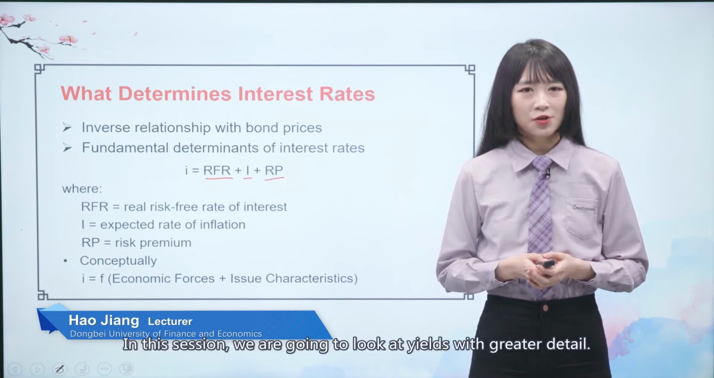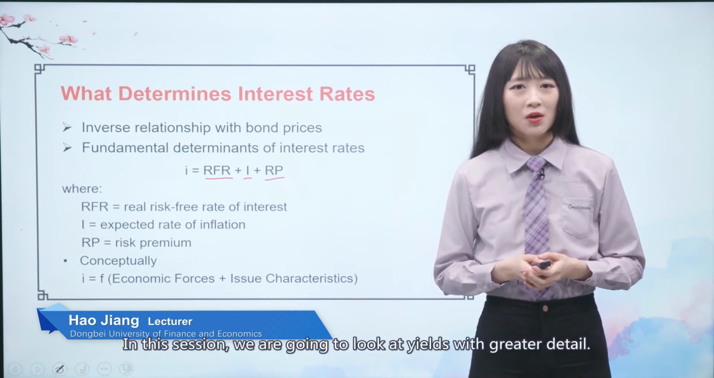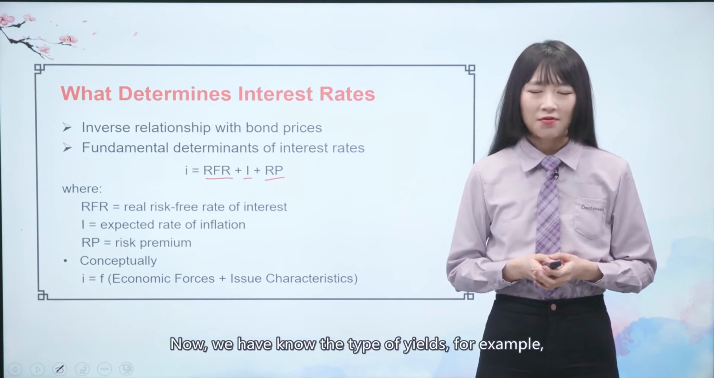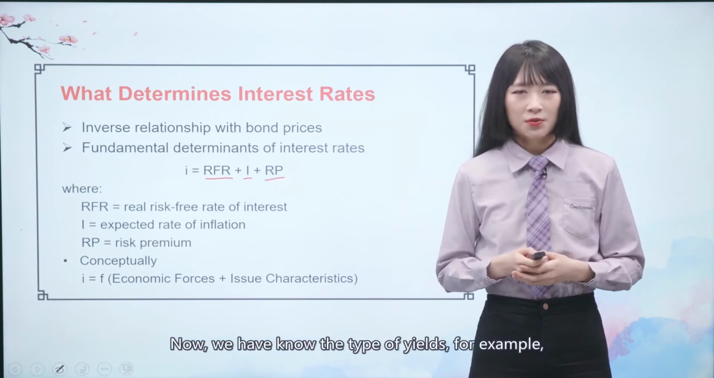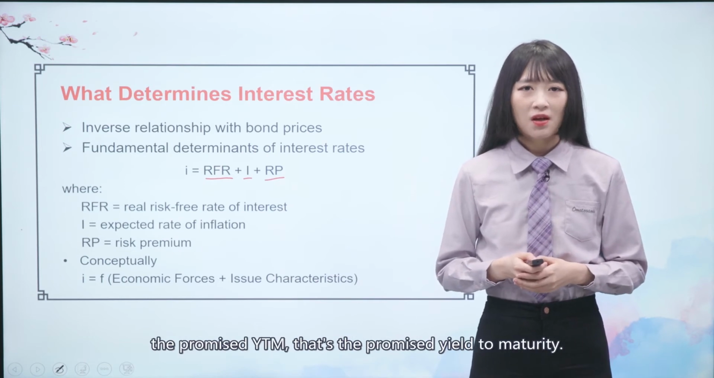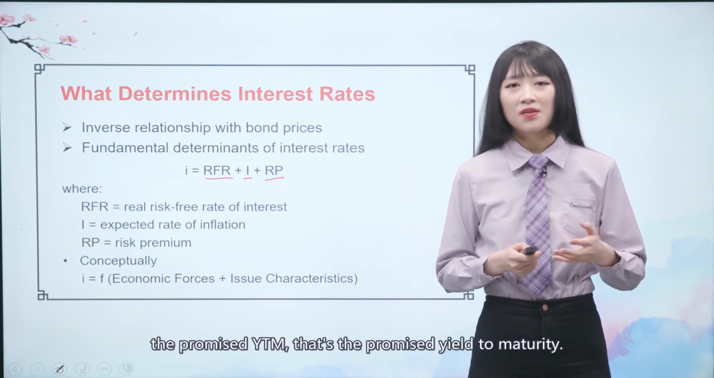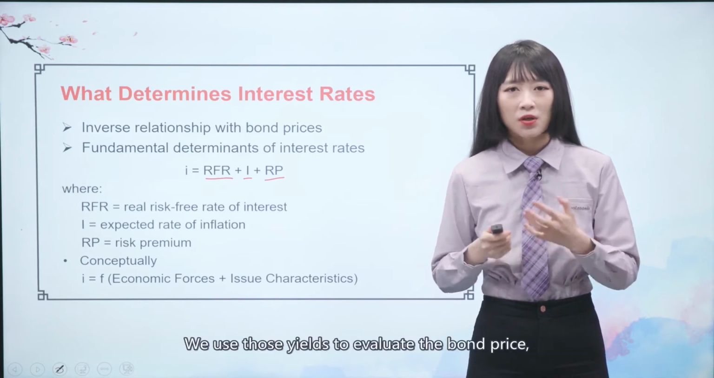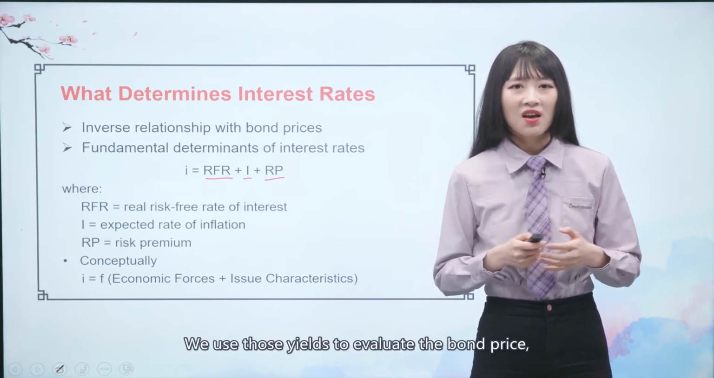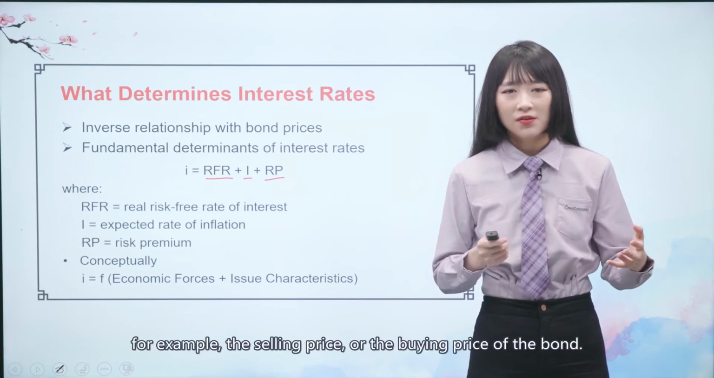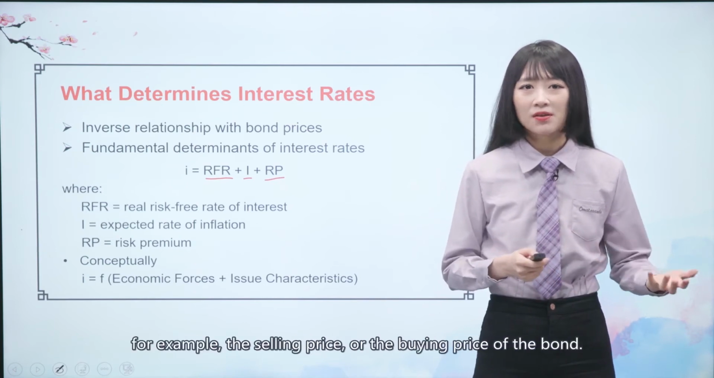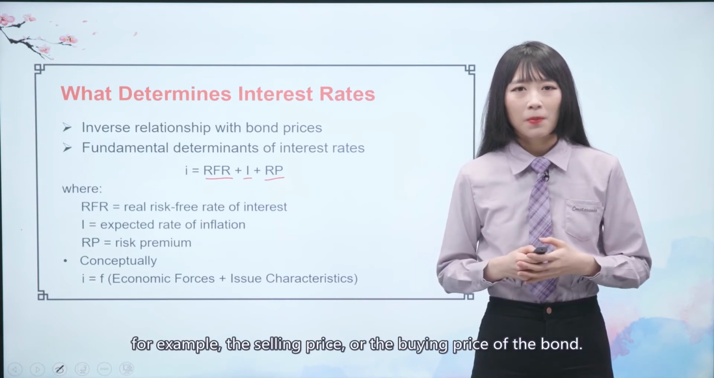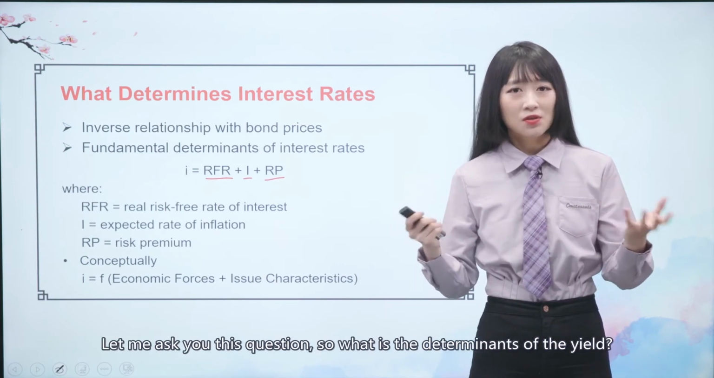Now in this session, we are going to look at yields in greater detail. We have known the types of yields, for example, the promised YTM, that's the promised yield to maturity. We also knew the realized YTM. We use those yields to evaluate the bond price, for example, the selling price or the buying price of the bond.